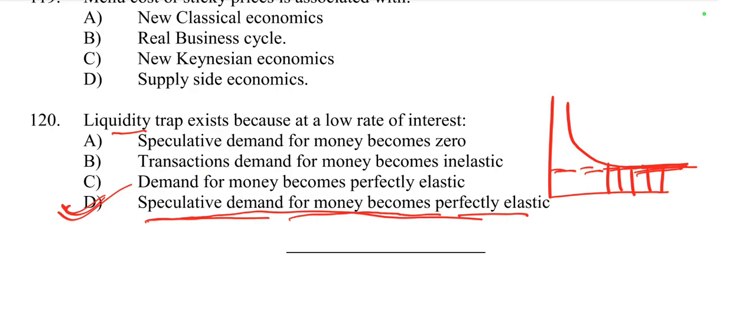Option D is right. In a liquidity trap situation, when the interest rate is very low, individuals may become willing to hold an unlimited amount of money without a significant increase in interest rate. So it makes the demand for money perfectly elastic at those low interest rates. So this is called the liquidity trap situation. Option D is right here.